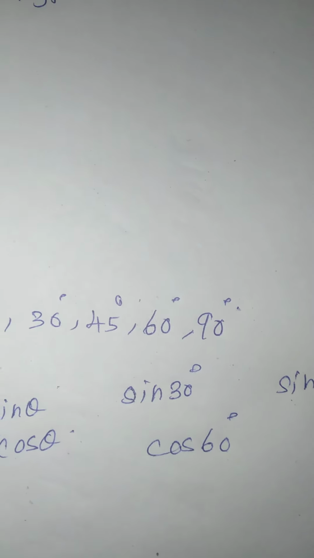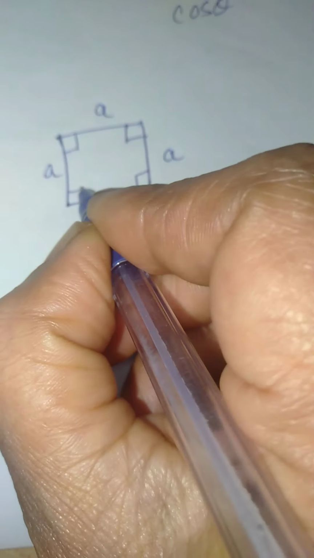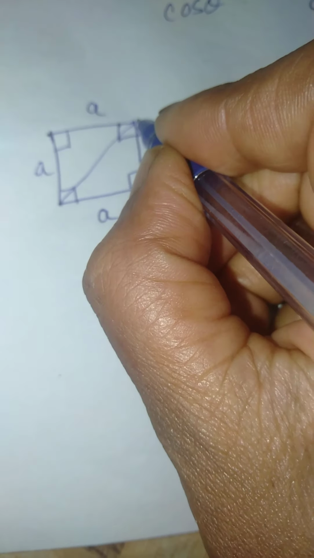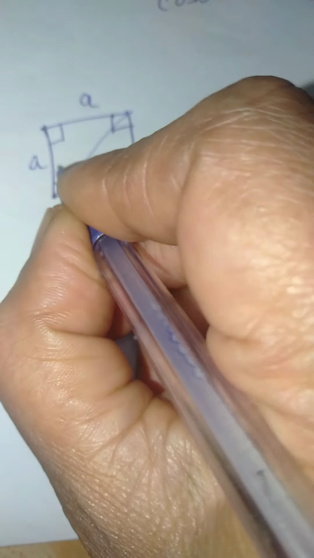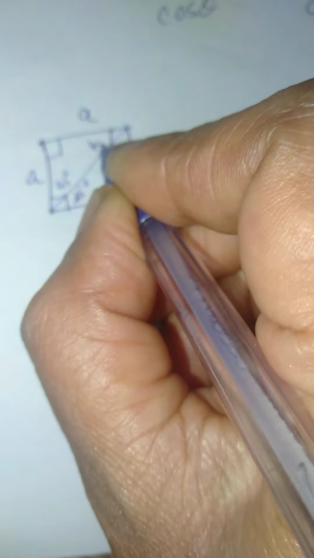So we consider a square first of all to find out the values for 45 degrees. Let me consider a square of side a. In a square, you all know that each angle is 90 degree. If we divide this into two triangles, each angle here will be 45 degrees. I think you can notice here. So 45 degrees. Let me name this A, B, C, D.